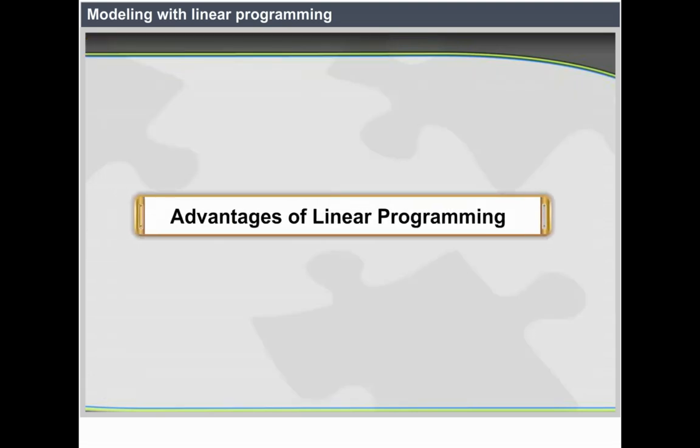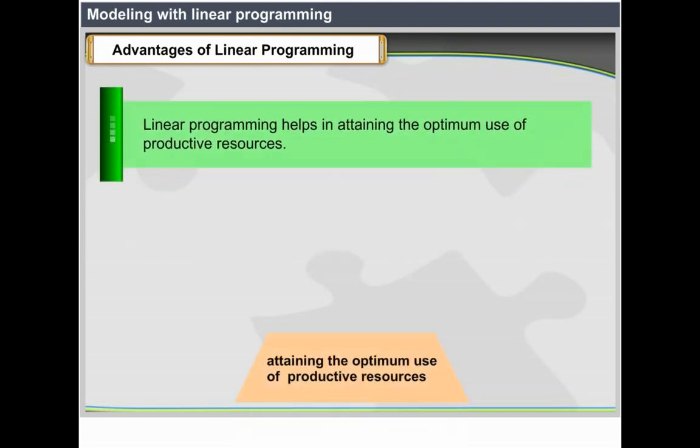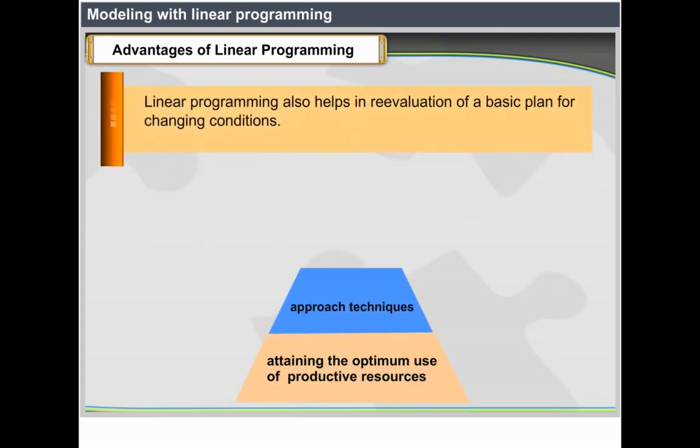Advantages of linear programming. Following are certain advantages of linear programming. Linear programming helps in attaining the optimum use of productive resources. It also indicates how a decision maker can employ his productive factors effectively by selecting and distributing, that means allocating, these resources. Linear programming techniques improve the quality of decisions. The decision making approach of the user of this technique becomes more objective and less subjective.